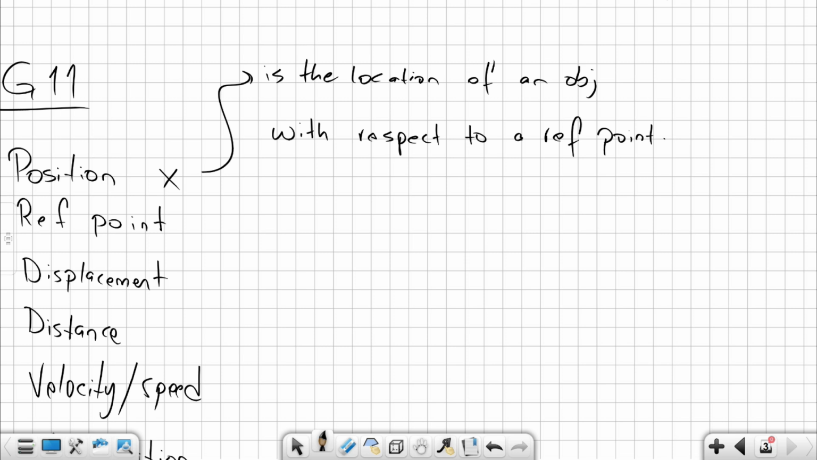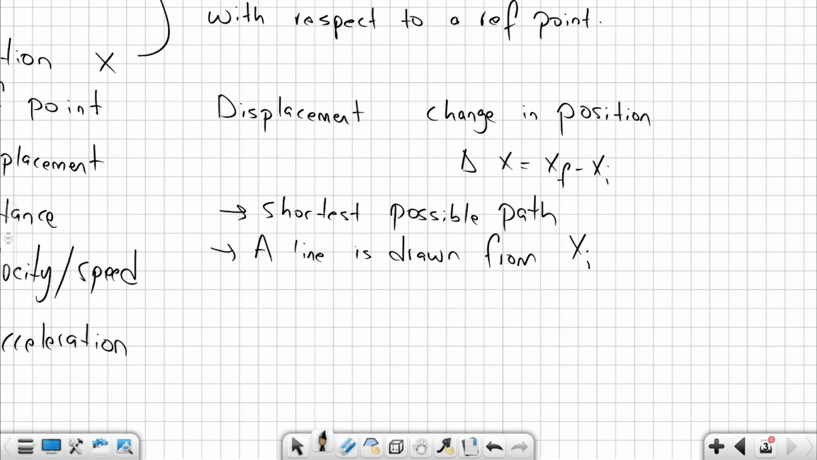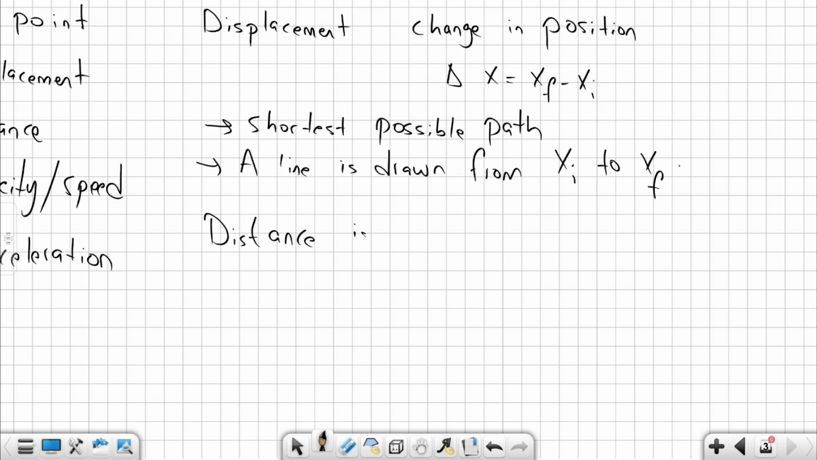Whenever you have a change in position, you have displacement. So displacement is simply change in position. Change in physics is delta, so delta x, which is equal to x final minus x initial. We have two other definitions for displacement. One of them is the shortest possible path, where a line is drawn from x initial to x final, and the length of that line is called displacement. Distance is the total traveled path.